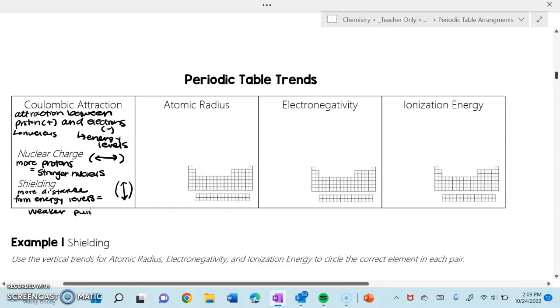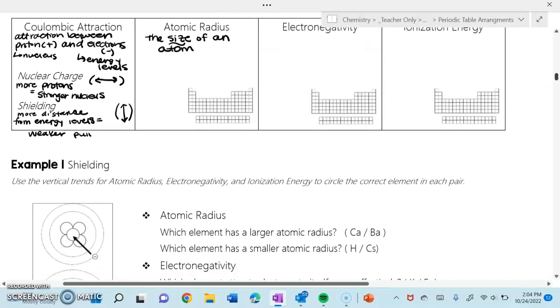So let's take a look at our first trend, atomic radius. An atomic radius, simply put, is the size of an atom. A more technical definition is the distance between the nucleus of an atom and its valence electrons, but both describe the size of the atom. So if we have a large radius, we've got a big atom. If we have a small radius, we have a small atom.